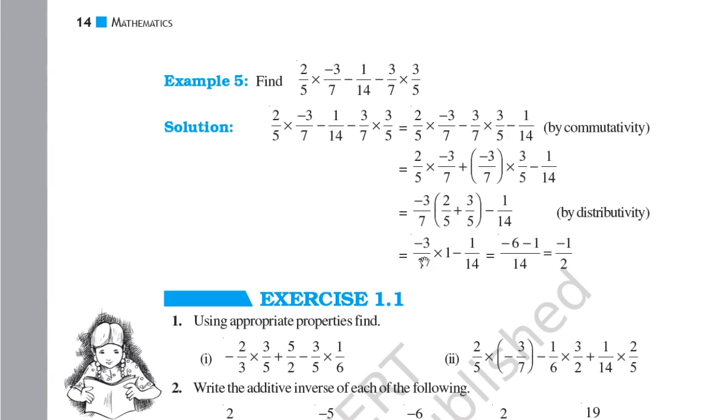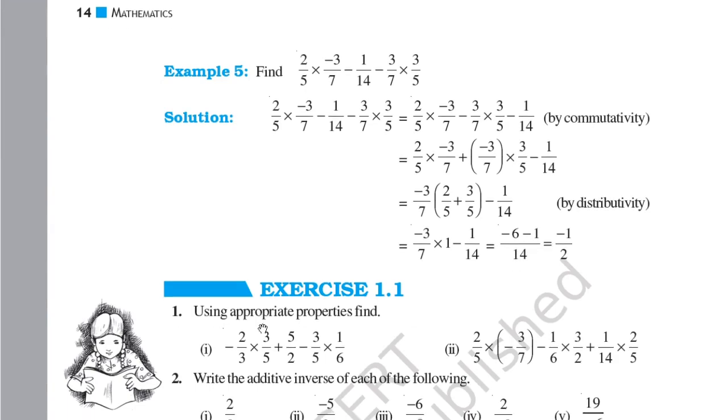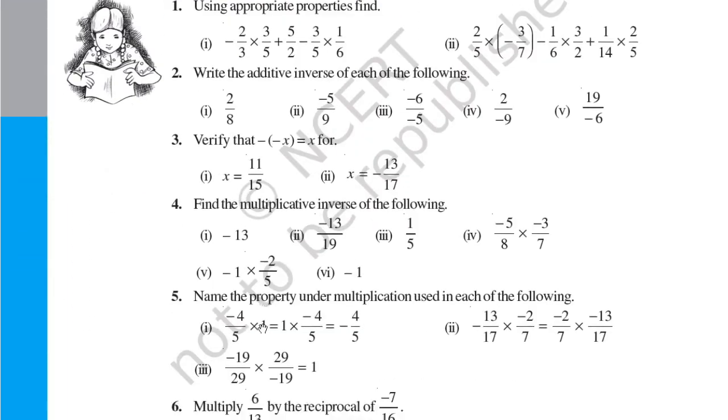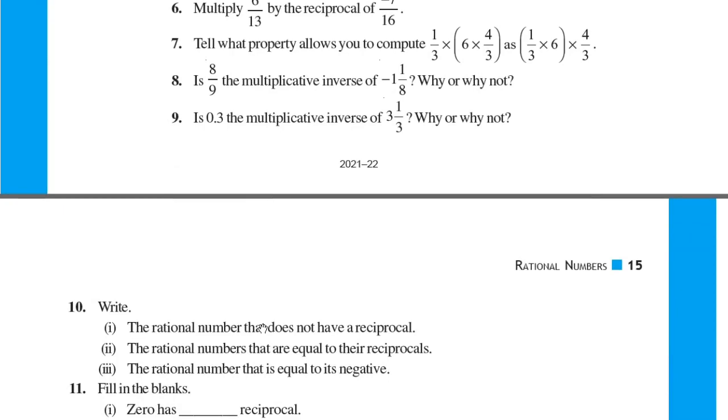So minus 3 by 7 into 1 minus 1 by 14. We are taking LCM 14, so minus 6 minus 1 is minus 7. So minus 7 upon 14 is equal to minus 1 by 2. So here is exercise 1.1. You can solve it. If you have any doubt, you can ask it in the comment section.